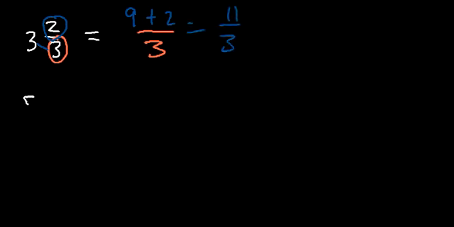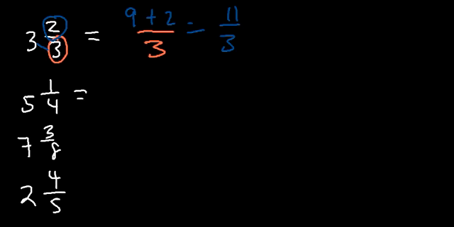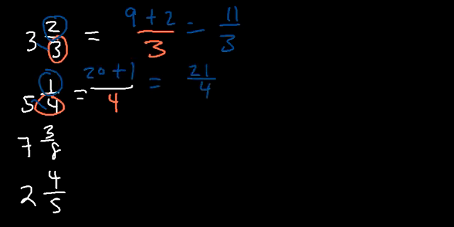So try these examples. 5 and 1/4. 7 and 3/8. And then 2 and 4/5. So keep the denominator the same, 4. And then multiply 4 times 5, which is 20. And then add this number. So this is equal to 21 over 4.